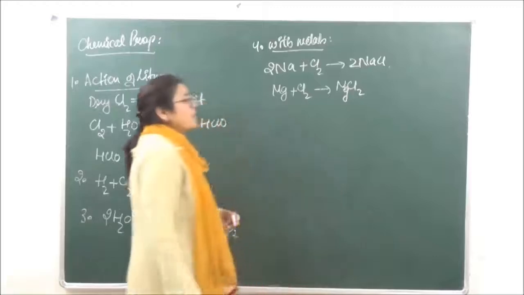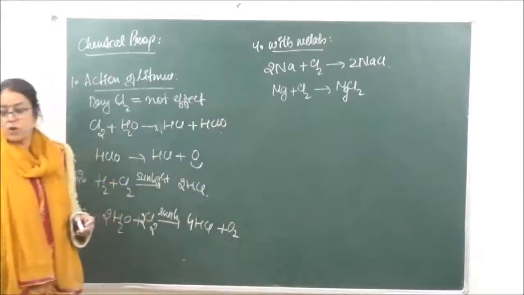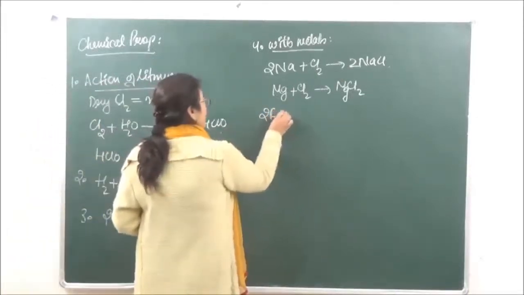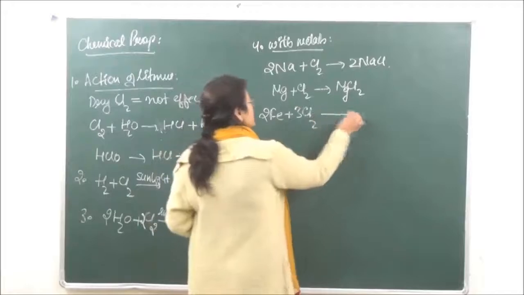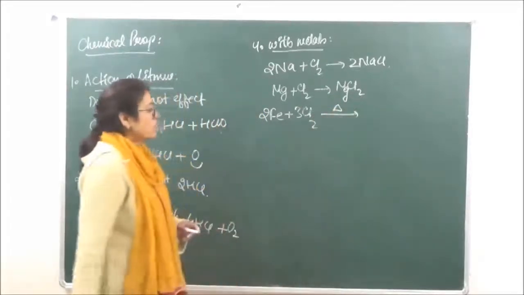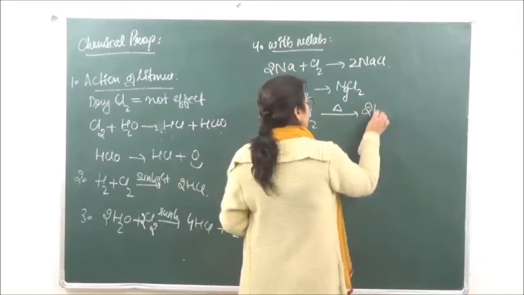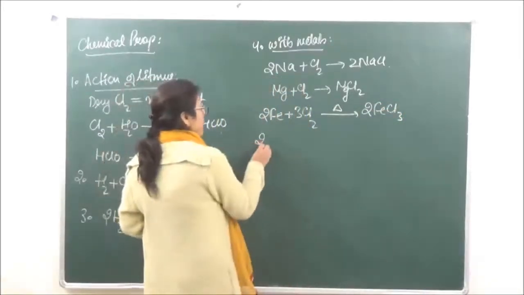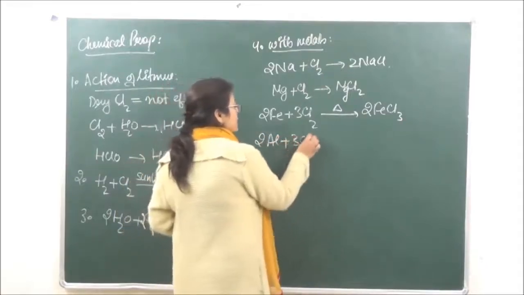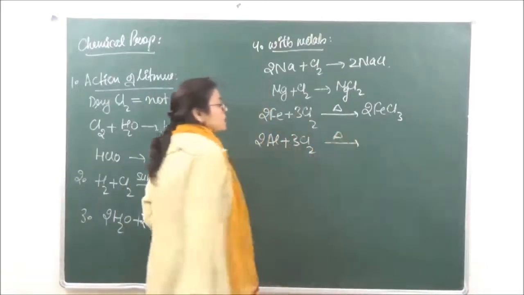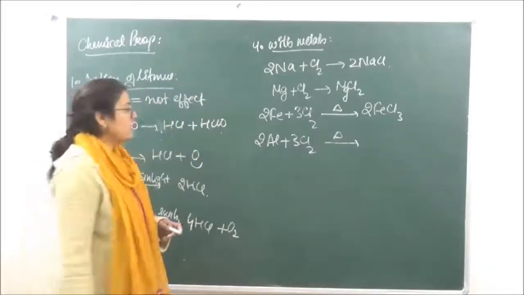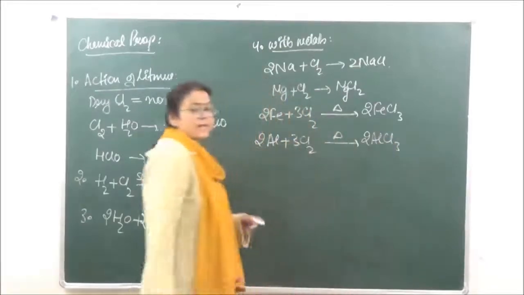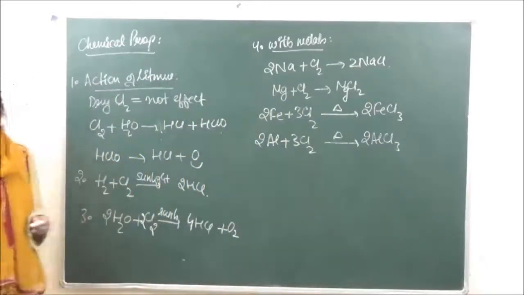But in case of less reactive metals, if you're talking of iron over here, so iron के साथ the temperature has to be increased. So we are going to heat it to give us ferric chloride. Same is the case with aluminium. As aluminium is a less reactive metal, the reaction mixture again has to be heated to give us AlCl3. ठीक है? So this is going to be the reaction with metals.